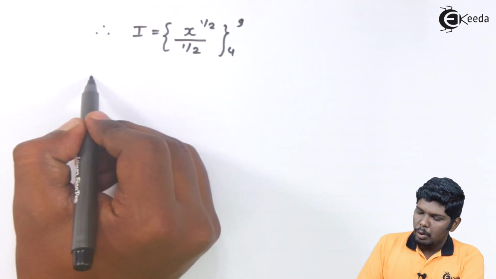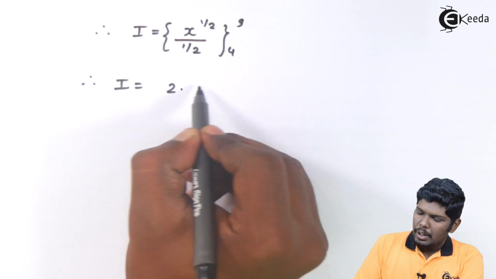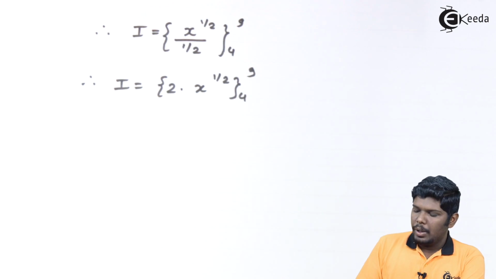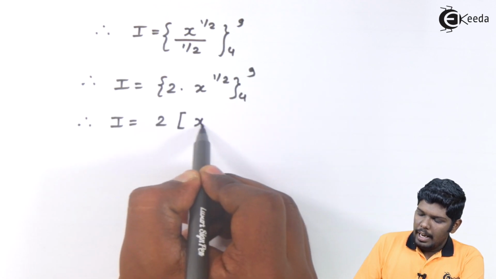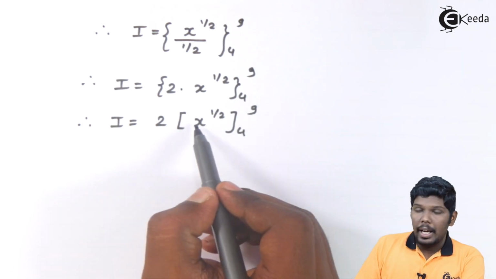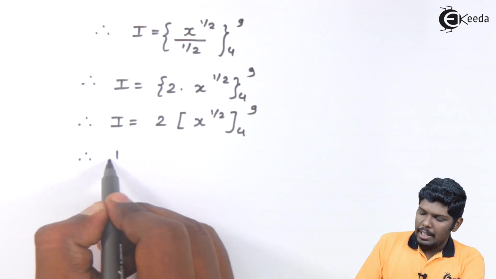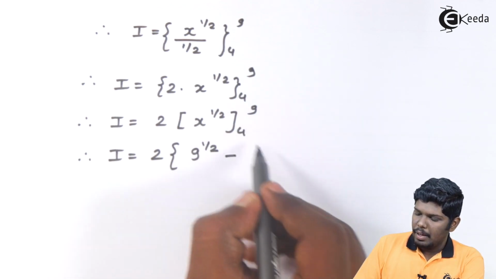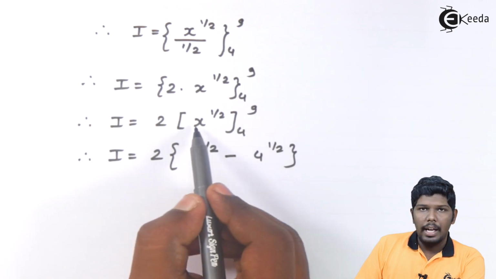In the next step, this will give you reciprocal of half is 2 into x raised to half within limits 4 to 9. Now you can take the constant part outside. Therefore, this will give you 2 into x raised to half from 4 to 9. Here we are going to substitute x as 9 first minus, then we are going to substitute x as 4. Therefore, I is equal to 2 into, we have 9 raised to 1 by 2 minus we have 4 raised to 1 by 2. Just substitute the upper limit and the lower limit for x.